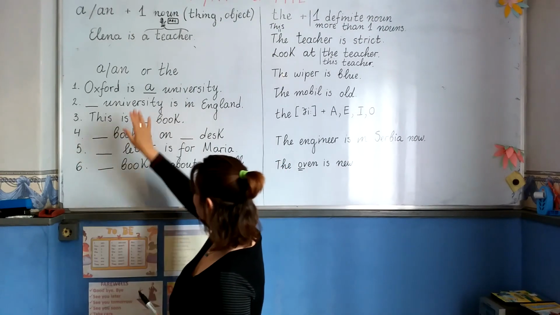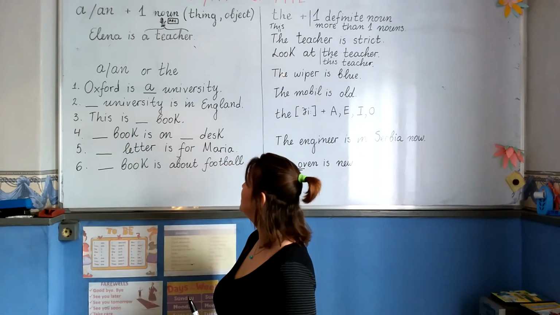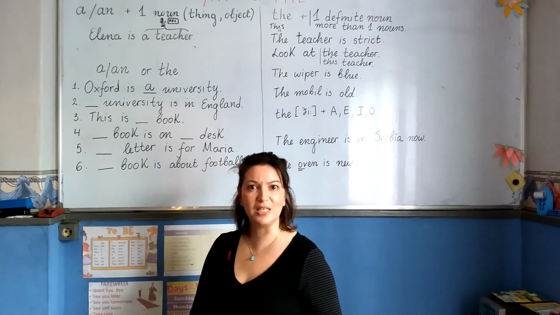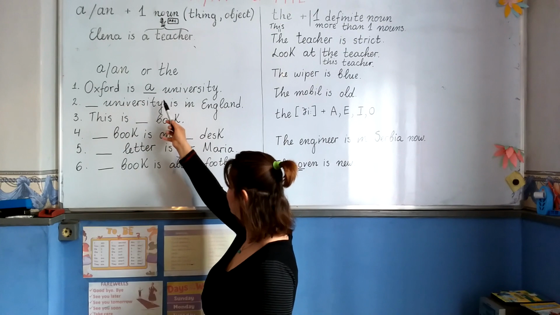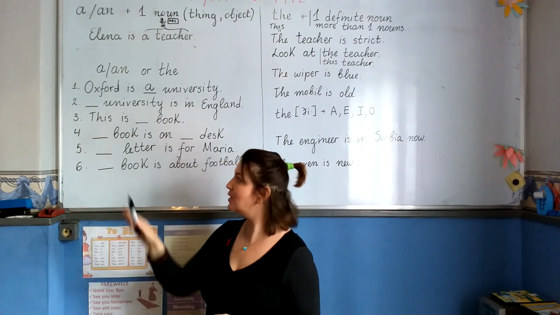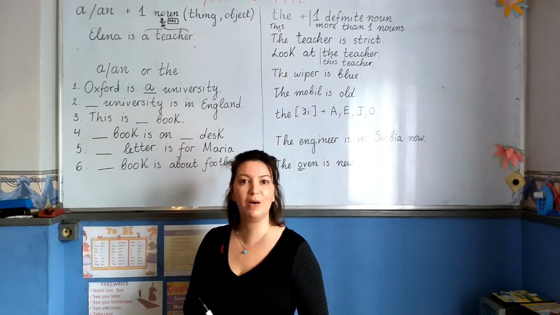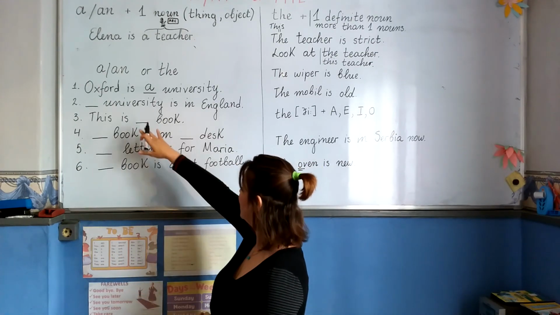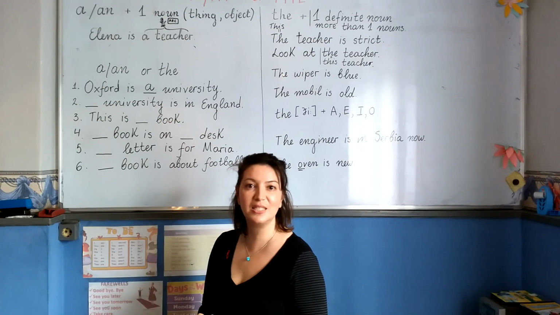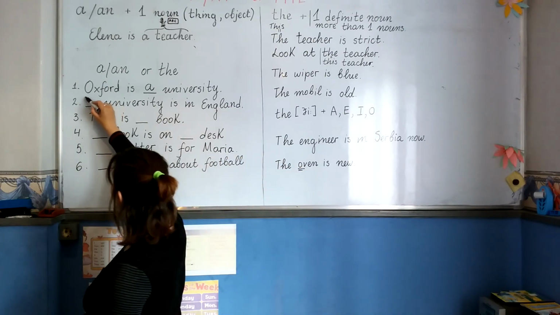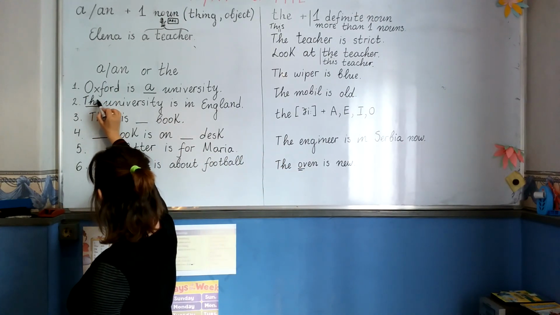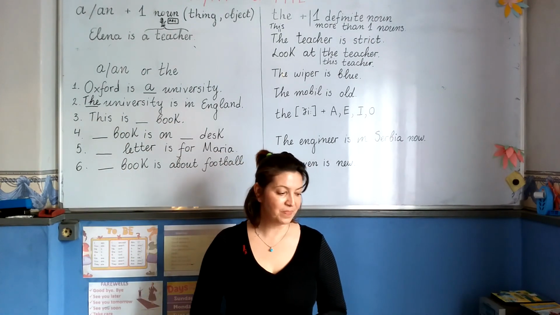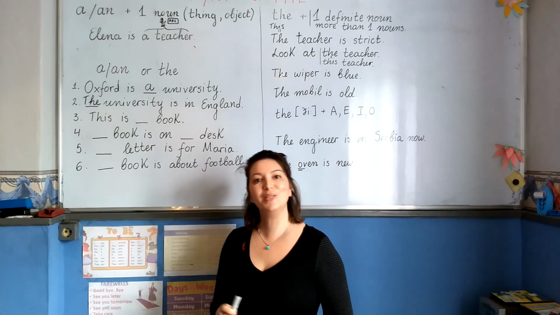And in the second one, number 2, university is in England. Which university? The one I was talking about above, in the sentence above. The university, I mean Oxford University, this university or the university is in England. Good. What do you think about number 3?